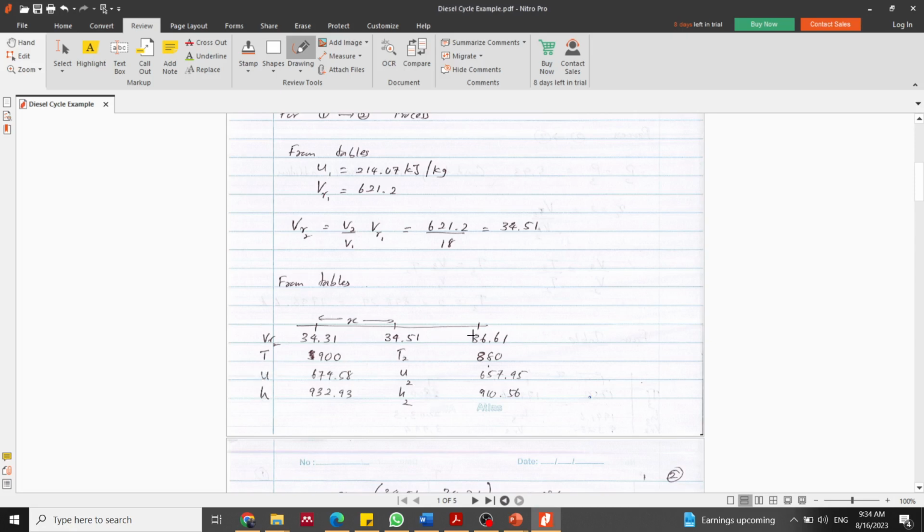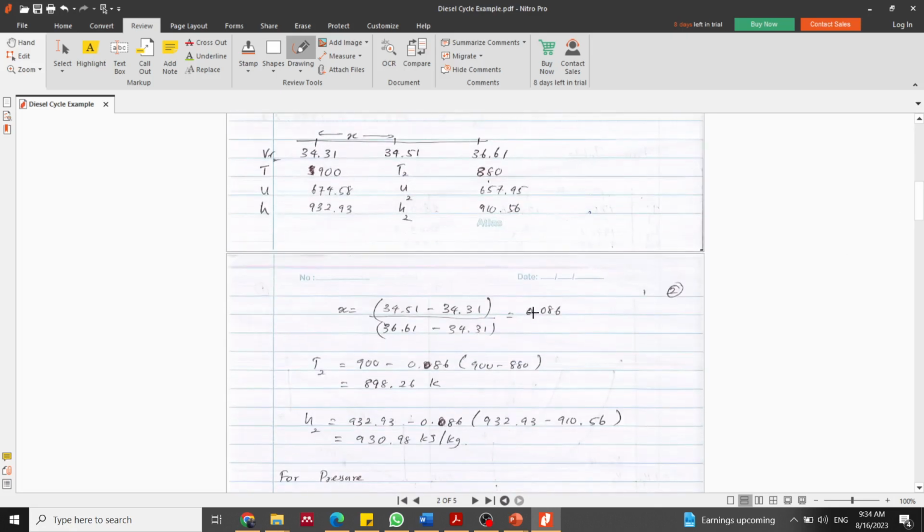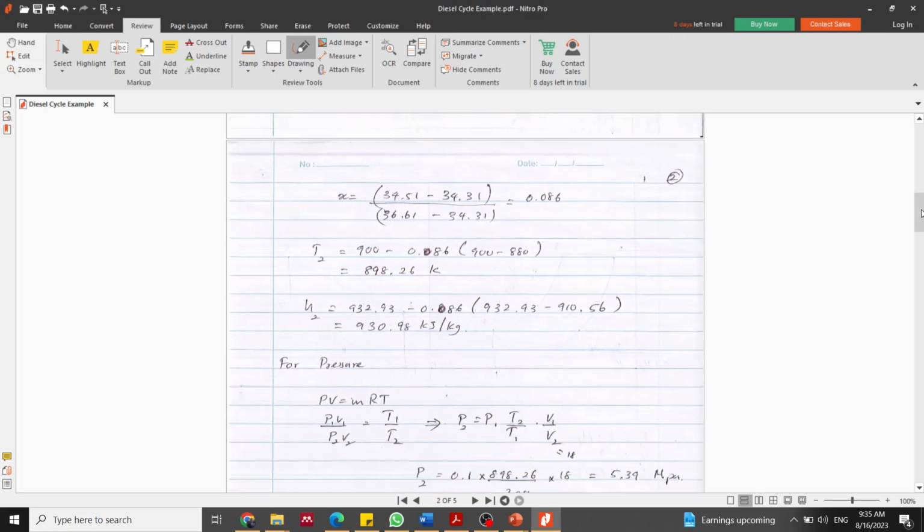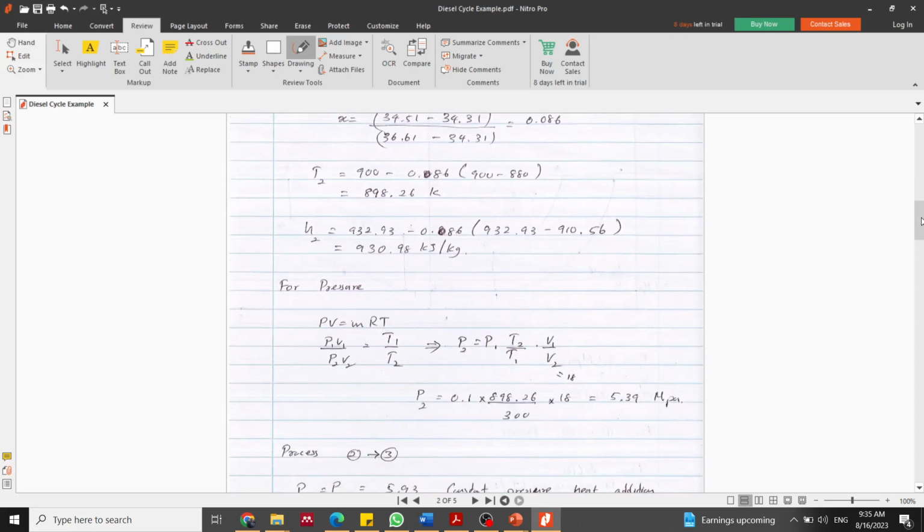So we can get the X value here, calculate for the fraction X, then X becomes 0.086. So with that fraction we can calculate the temperature as well as the enthalpy. So the temperature becomes 898.2 and enthalpy 930.98. So we have calculated the point 2, then we can move on to point 3. Up to now we have calculated the point 2 temperature value and enthalpy value.